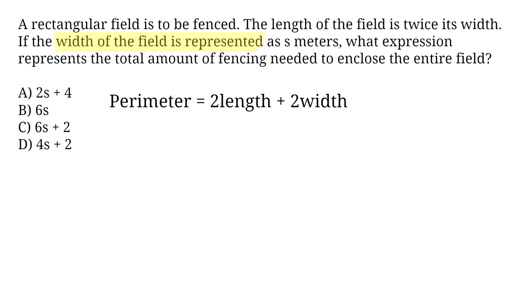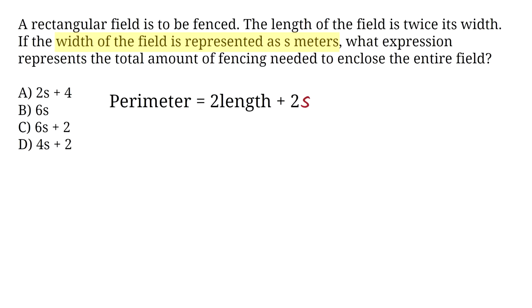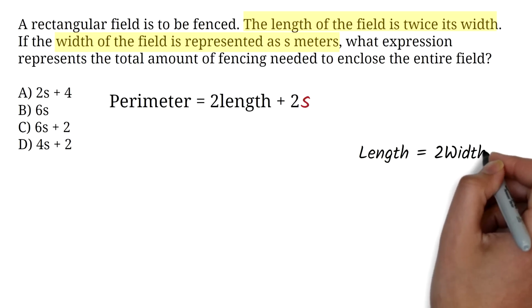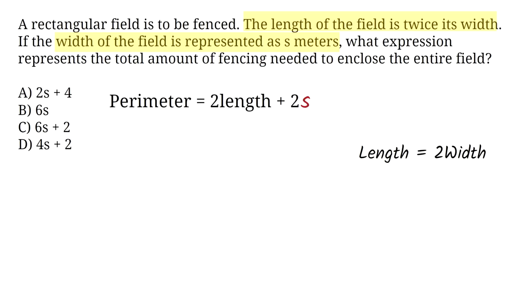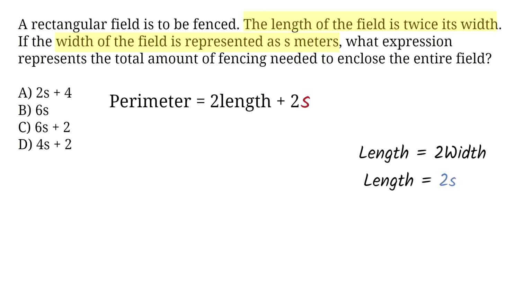From the question, we are told that the width is s, so we can replace the width with s. We are also told that the length of the field is twice its width. So length equals 2 times width. But we know that the width is s, so this will be length equals 2s. We put this into the perimeter formula.